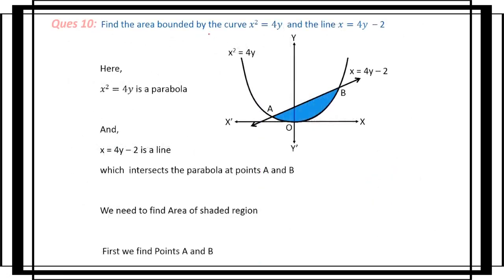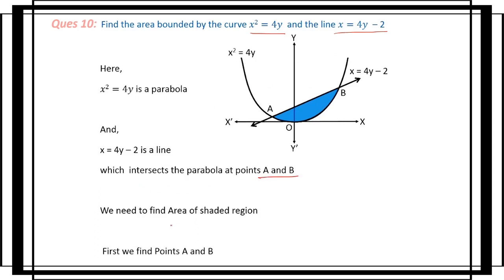Question number 10. Find the area bounded by the curve x square equal to 4y. This is a parabola symmetrical about the positive y-axis, and the line x equal to 4y minus 2. Right, so we have drawn this. We have traced this parabola x square equal to 4y, and x equal to 4y minus 2 is a line which intersects the parabola at points A and B.